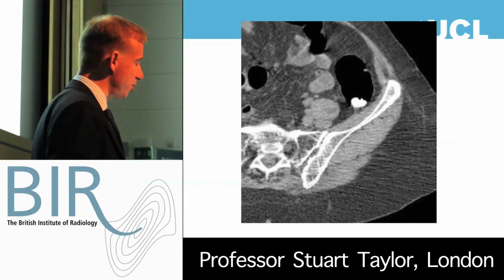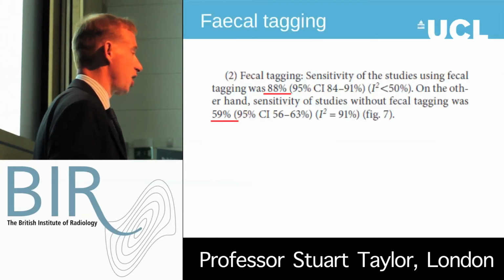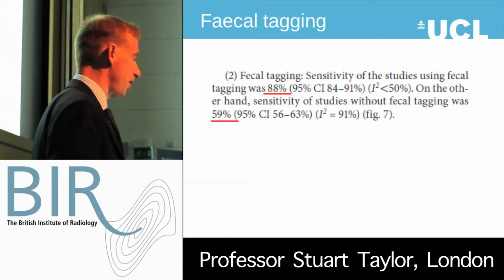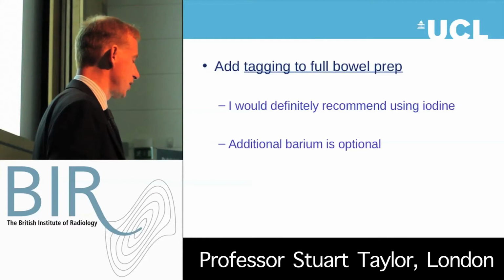And again, go back to the meta-analysis data. What does it show? Well, if you use tagging, your sensitivity is much higher than if you don't use tagging. So I would advocate everyone uses fecal tagging in their protocols, and there's no real excuse not to use tagging now. So that's a change in the last few years.